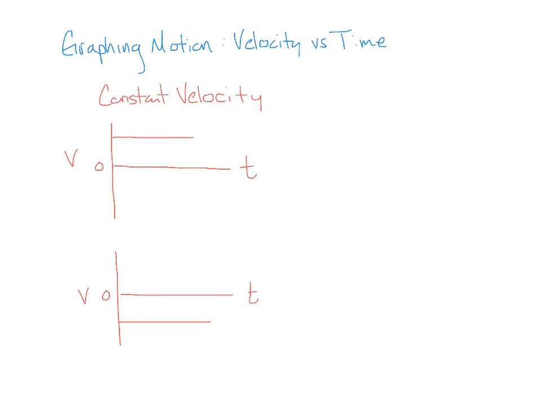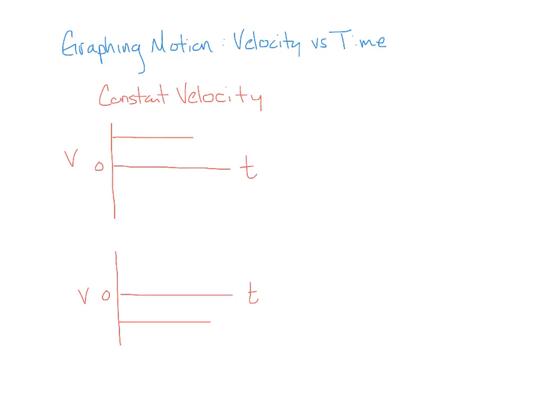Alright, so here we see two velocity versus time graphs that would fit the constant velocity model, and we can see that they're both flat lines. The top graph would represent an object that's moving with a constant velocity in the positive direction, which typically means to the right if we're talking about left to right motion. Could mean up if we're talking about up and down motion.